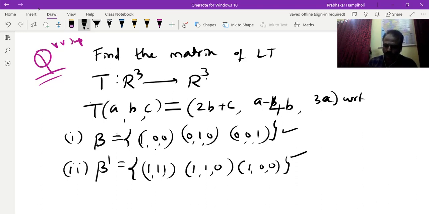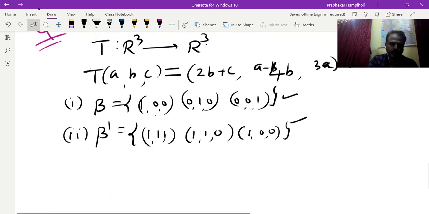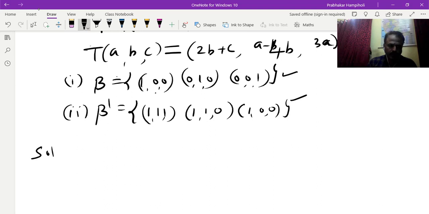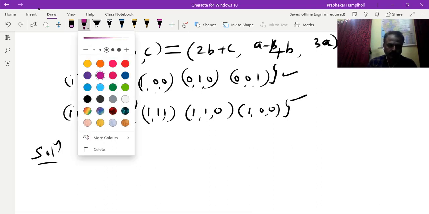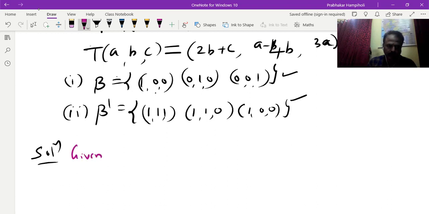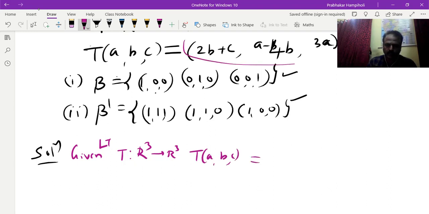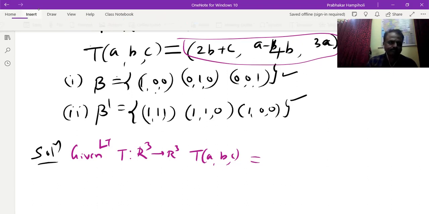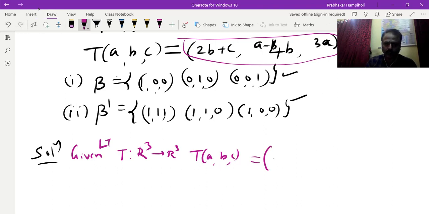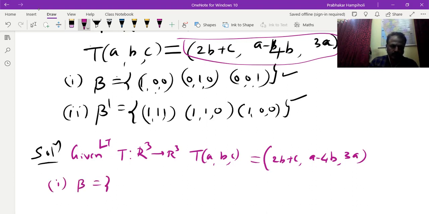Now the first one is very simple; for the second one we have to give some time, so we shall try to understand it. In the solution part, from an examination point of view, even if it is repetition, we should write: given linear transformation T from 3 dimensions to 3 dimensions. You should repeat that T of (a, b, c) is equal to this part, which you just cut and paste here. So for your sake, I'll write 2b plus c, comma, a minus 4b. Now the answer is needed. Then, with respect to the first basis beta, you should repeat that: 1 0 0, 0 1 0 and 0 0 1.